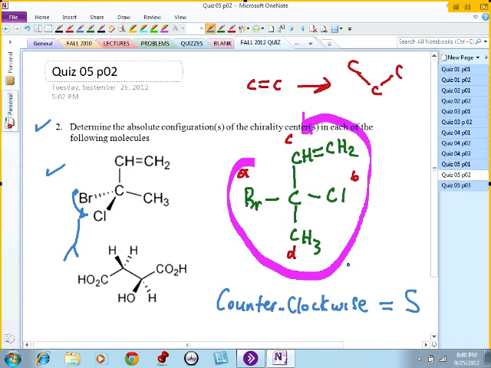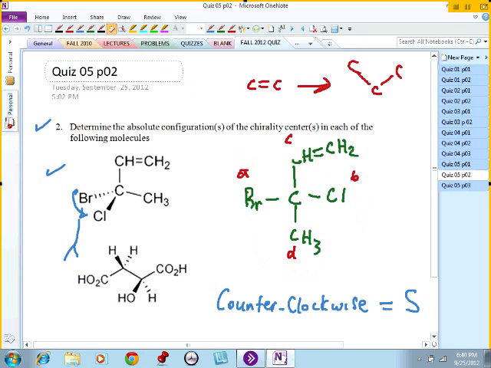Now, supposing, instead of this lady looking here, follow me now, where the bromine is to our left and the chlorine is to our right. Supposing she looks here, you now tell me, I want to now write this. Tell me what the orientation is. I'm going to erase this. No matter how you look at it, you will arrive at the same conclusion. Okay, so this is S.